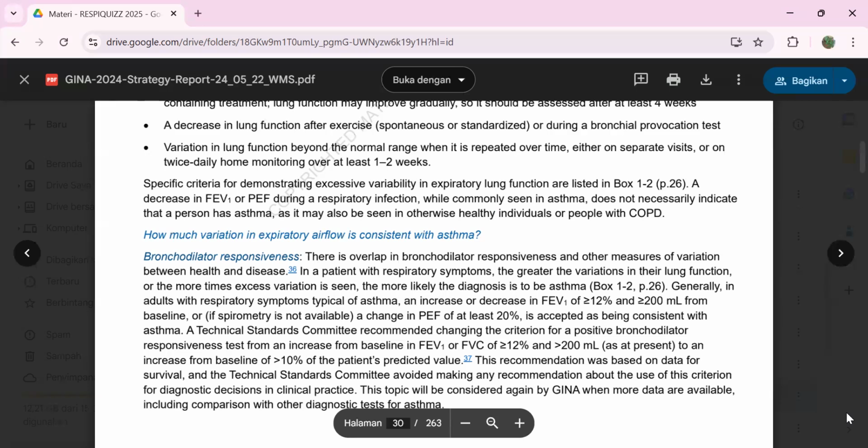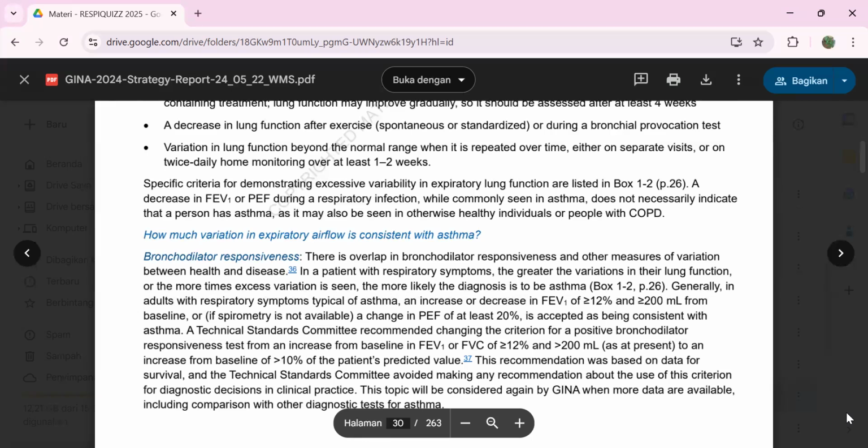A decrease in FEV1 or PEF during respiratory infection, while commonly seen in asthma, does not necessarily indicate that a person has asthma, as it may also be seen in otherwise healthy individuals or people with COPD. How much variation in expiratory airflow is consistent with asthma? Bronchodilator responsiveness. There is overlap in bronchodilator responsiveness and other measures of variation between health and disease. In a patient with respiratory symptoms, the greater the variations in their lung function, or the more time excess variation is seen, the more likely the diagnosis is to be asthma.